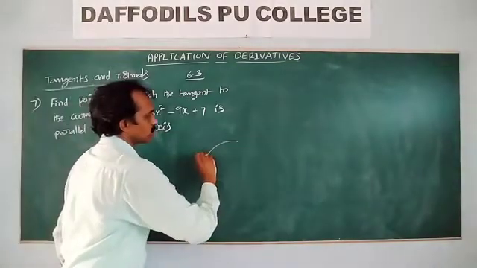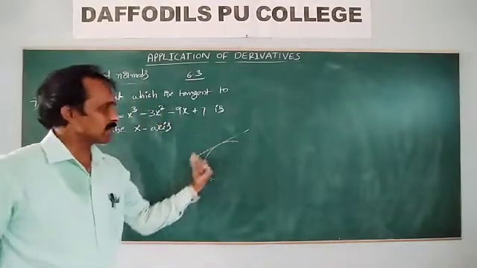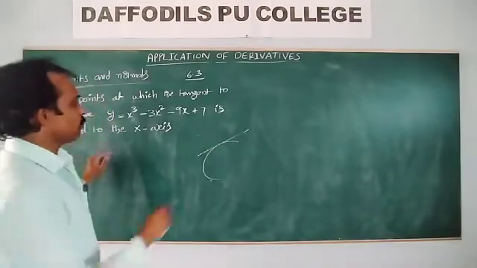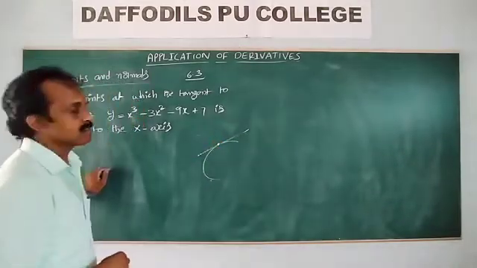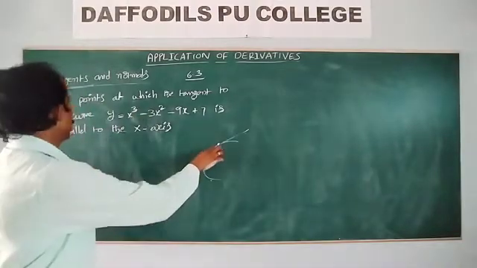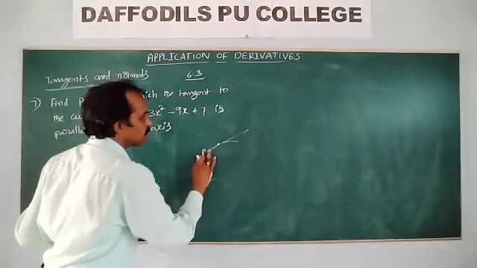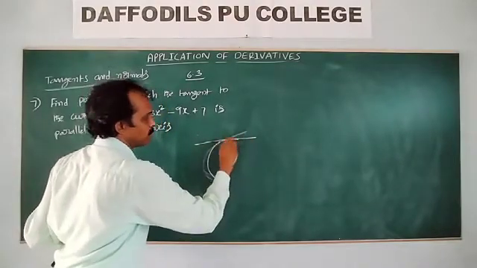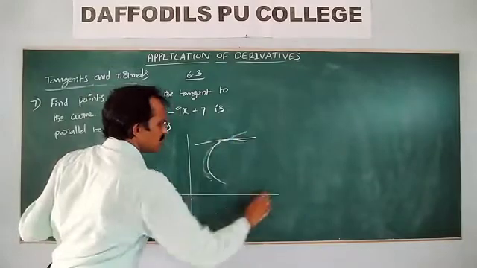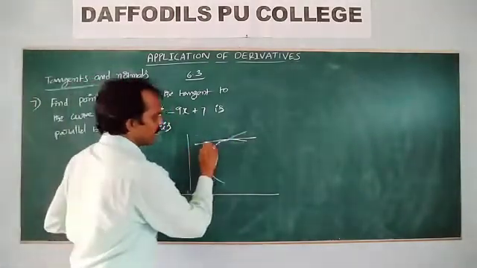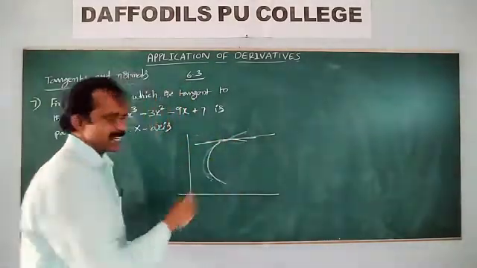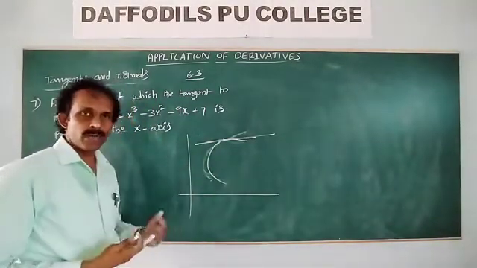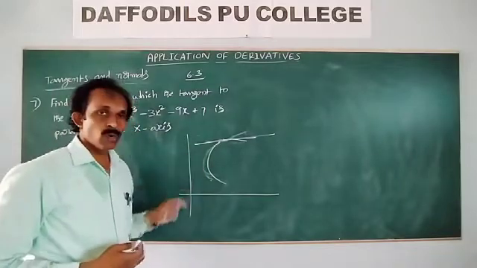Suppose this is the curve like this. Not all curves are like a parabola, but just for example, this is the curve. Find the point at which the tangent to the curve is parallel to the x-axis. I will explain. A line parallel to the x-axis: two lines are parallel, so their slopes are equal.